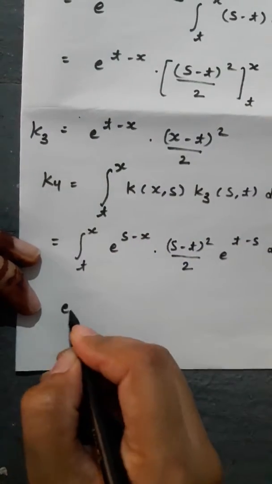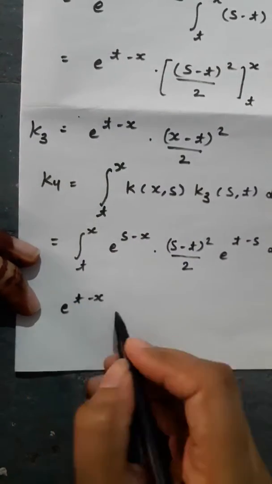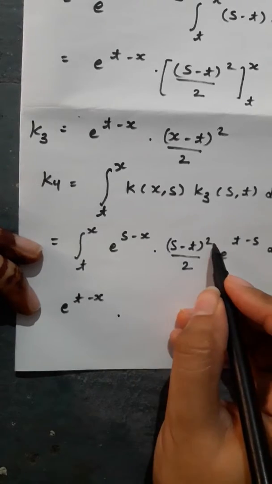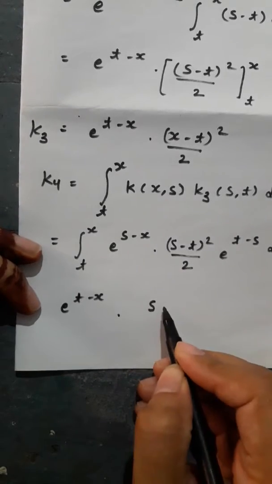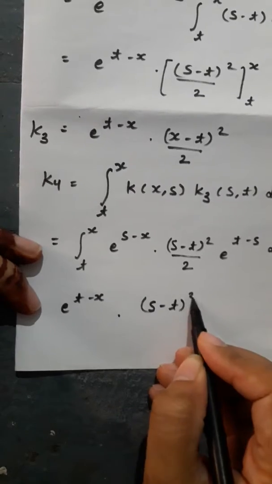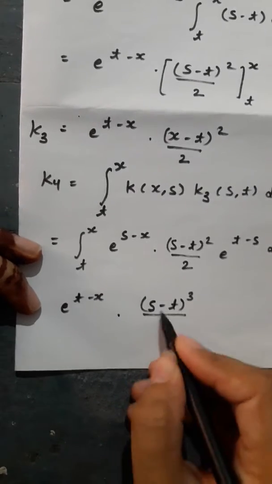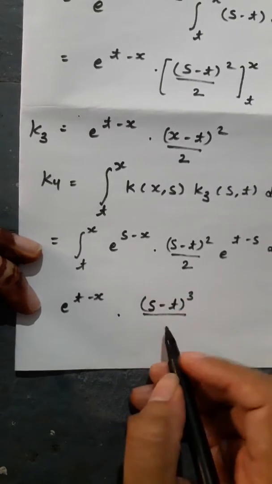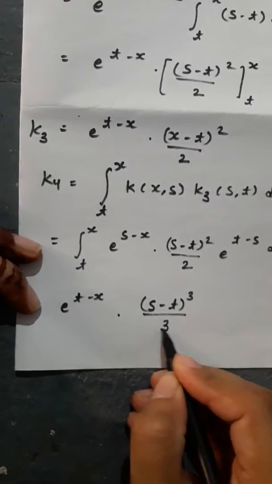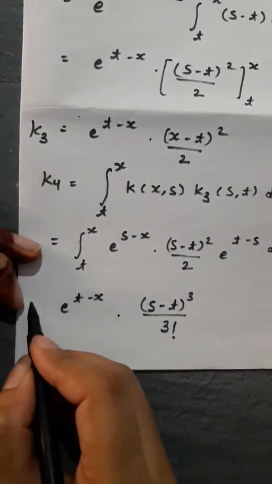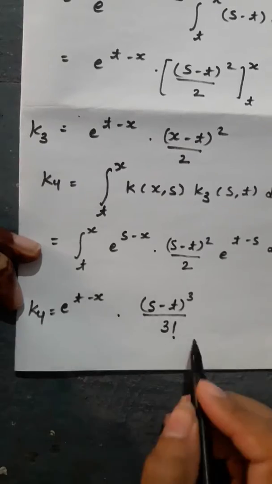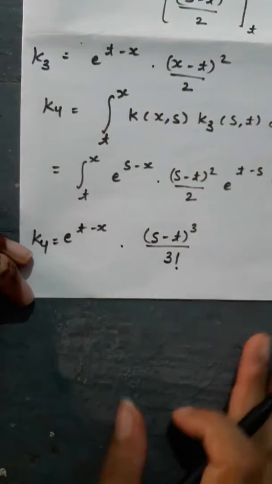You will get e to the power t minus x into (s minus t) square. This will become, after integration, (s minus t) cube by 3. So 2 is already there, so 2 into 3 will be 6, or you can write it as factorial 3, right? So you got k4 is equal to this value. So now you can generalize the next term, right?